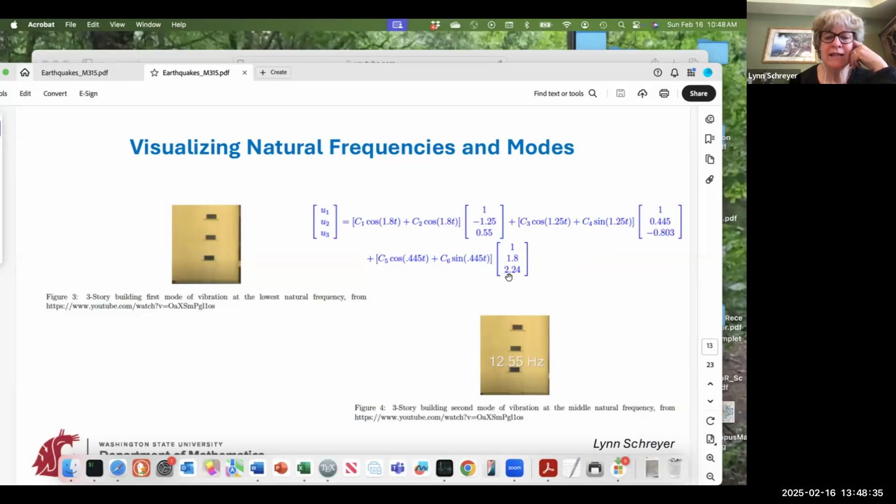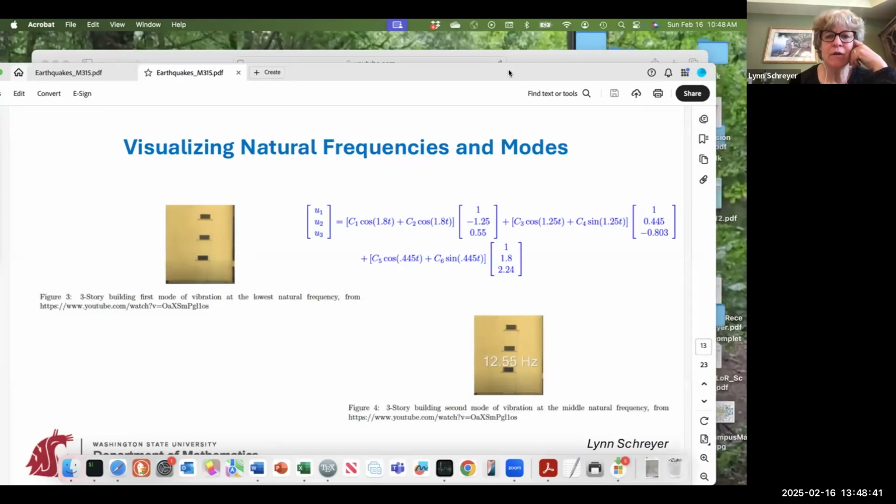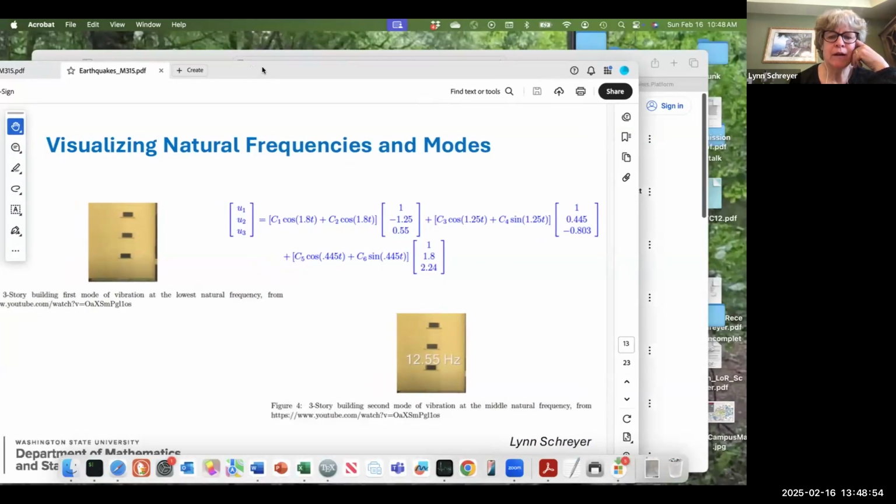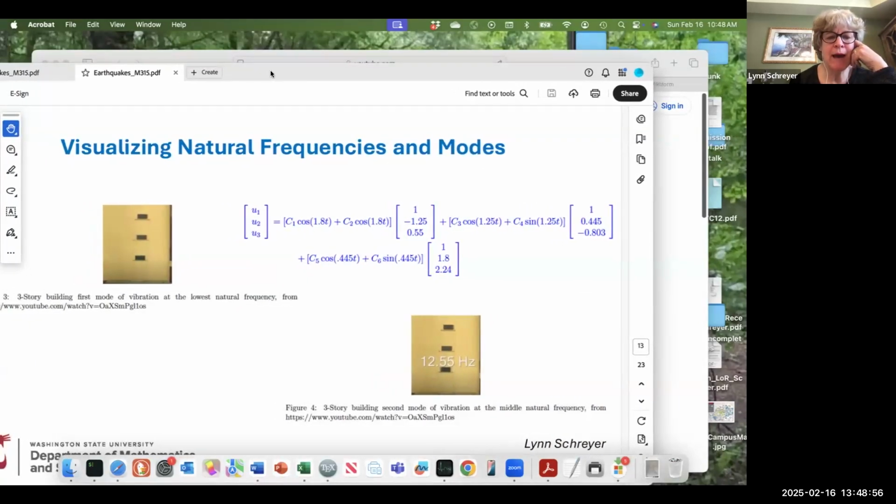So they're all moving in the same direction, with the highest mass moving the furthest. And the second frequency corresponds to the highest mass moving in the opposite direction as the first floor and second floor. And so the mode shapes match.